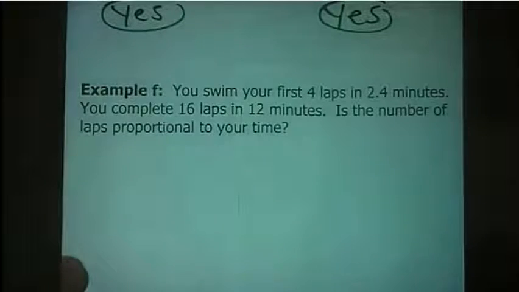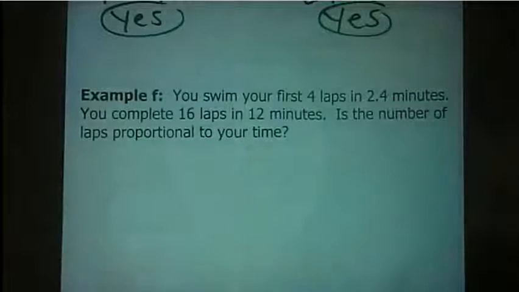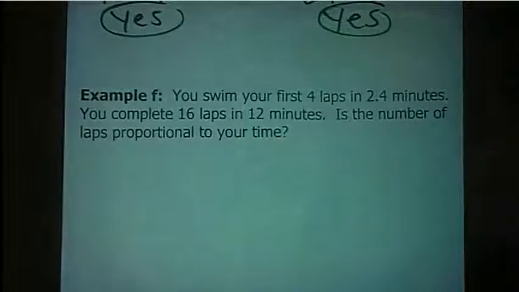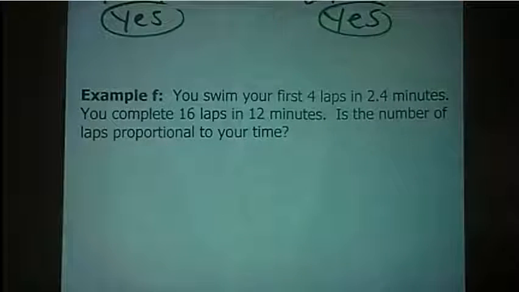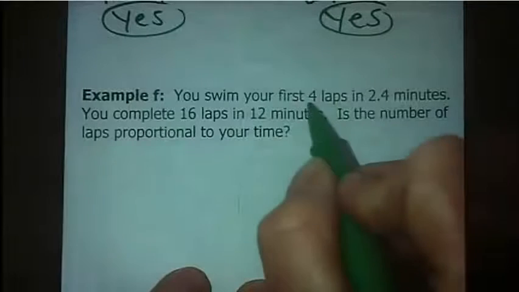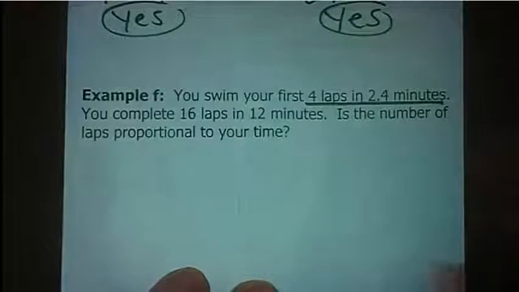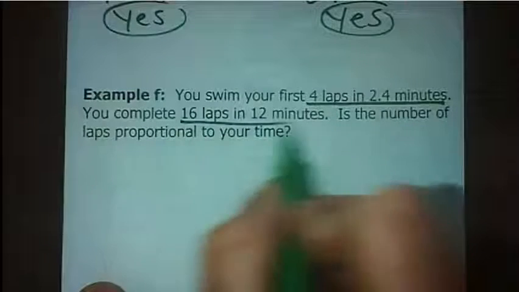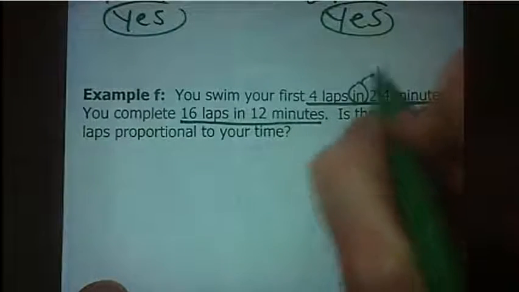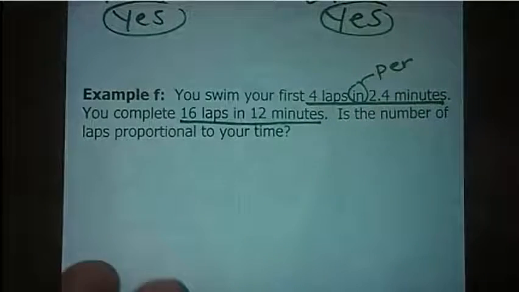Example F. You swim your first 4 laps in 2.4 minutes. You complete 16 laps in 12 minutes. Is the number of laps proportional to your time? So what they're really asking you is, are you swimming at the same rate? And we've learned about rates. One rate that's given is 4 laps in 2.4 minutes. Another rate that's given is 16 laps in 12 minutes. And another word for that in, we could throw per in there.